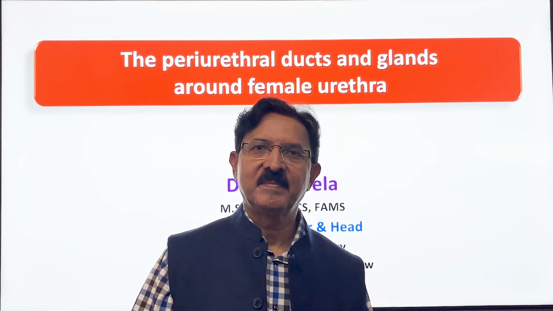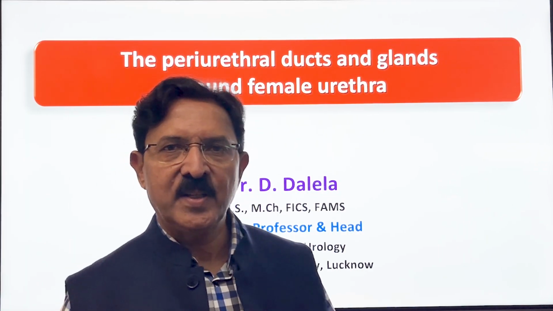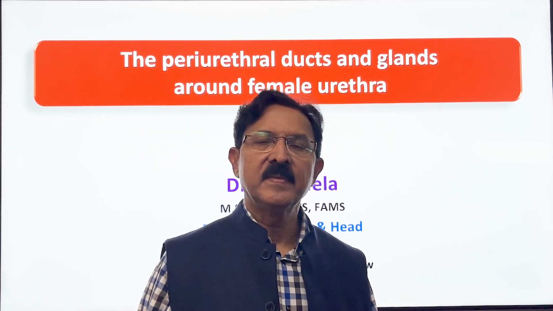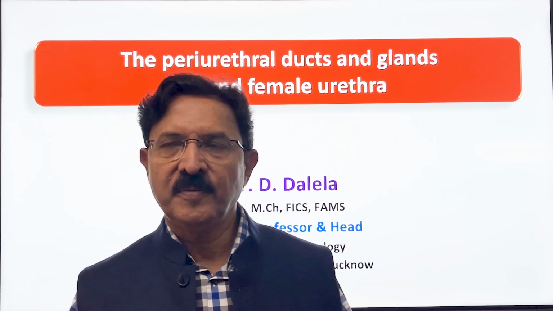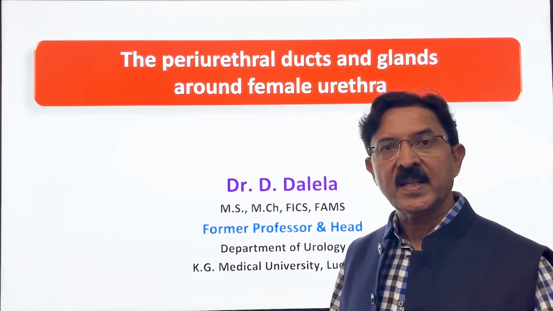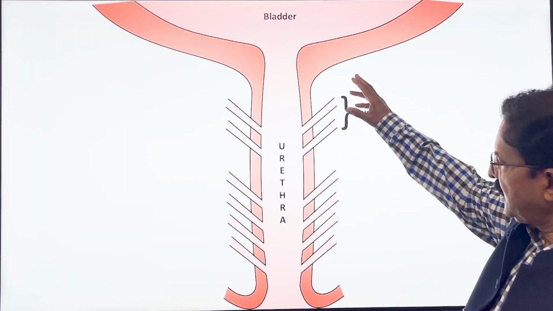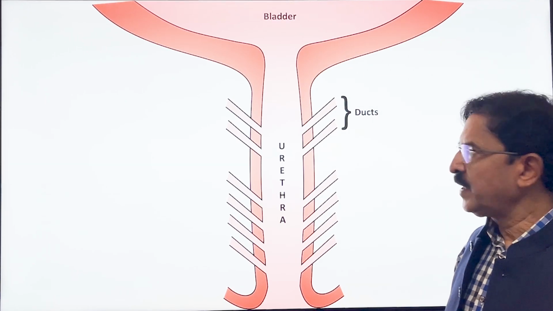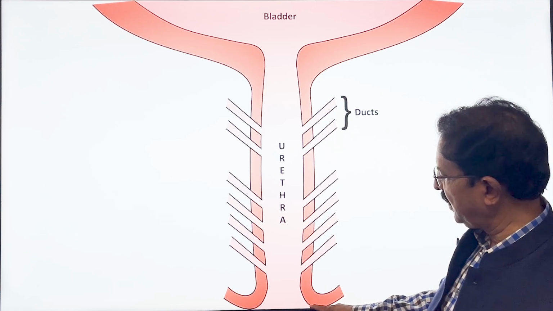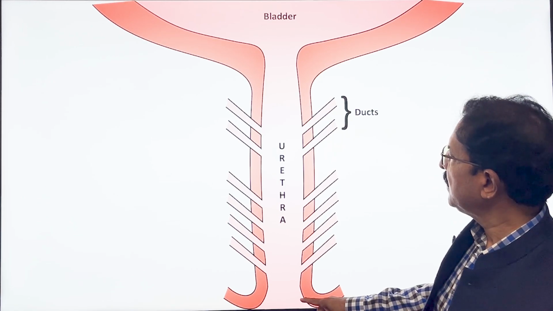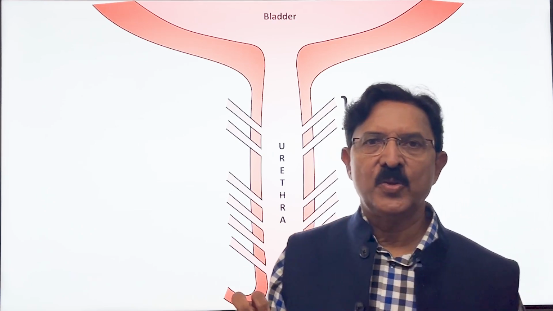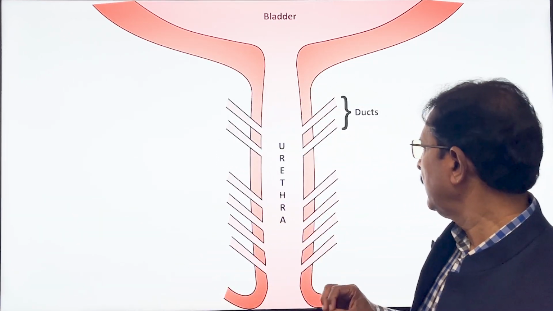Hello friends. So let us continue our topic of female urethral microanatomy, and today I have brought for you some information about the periurethral ducts and glands. This is the female urethra, as you know, bladder neck and the entire urethral tube, and then this is the external urinary meatus. There are many ducts which open in the female urethra.